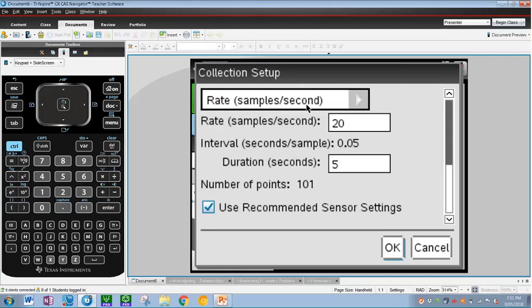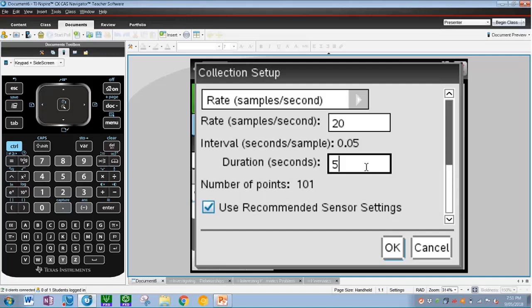So one of the things is the rate of the data collection that you're doing. First of all, your rate of 20 samples per second. Of course, that means there's going to be 20 data points collected every second. And then the duration of 5 seconds. That says that you want your experiment to last for a total of 5 seconds.